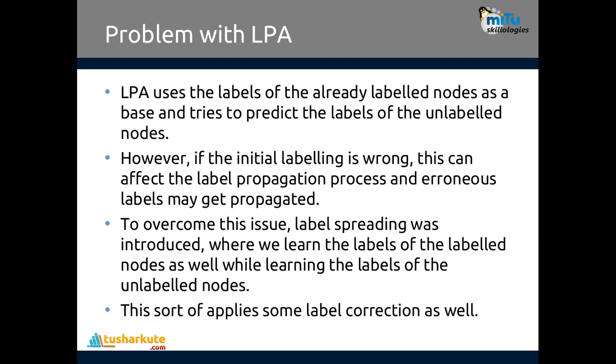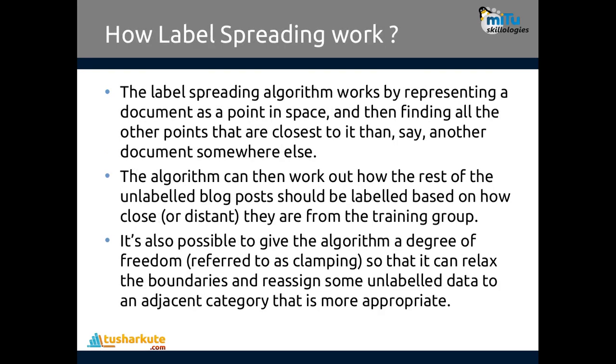Remember that the already labeled nodes are the base, and it tries to predict the labels for unlabeled nodes. That's the problem there. So label spreading is used, where we learn the labels of labeled nodes as well as the labels of unlabeled nodes. So it sort of applies some label correction as well. So to overcome this problem of LPA, LS, that is the label spreading algorithm, is introduced. Now let's see how label spreading actually works.